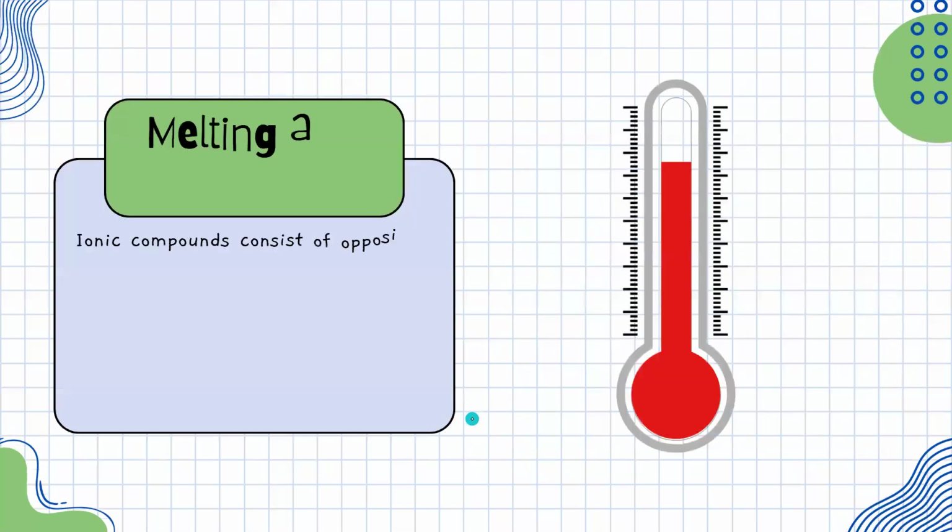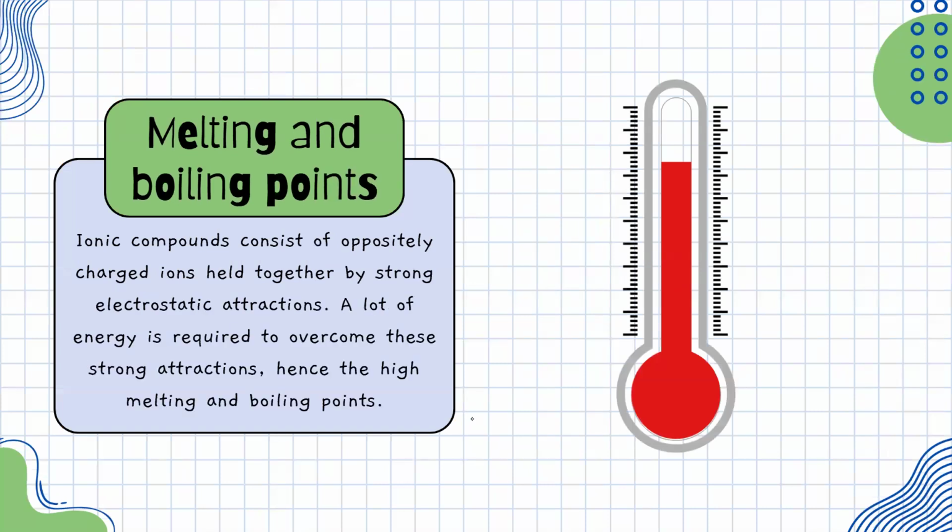Characteristic number two of ionic compounds are the melting and boiling points. I want somebody else to read for me what they can see on the screen. Ionic compound consists of oppositely charged ions held together by strong electrostatic attraction. A lot of energy is required to overcome this attraction, hence the high melting and boiling points.